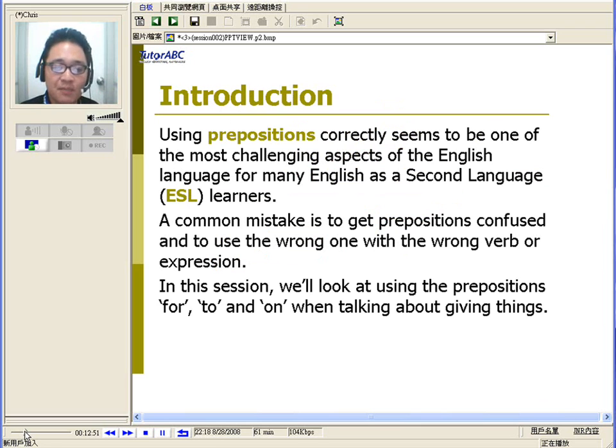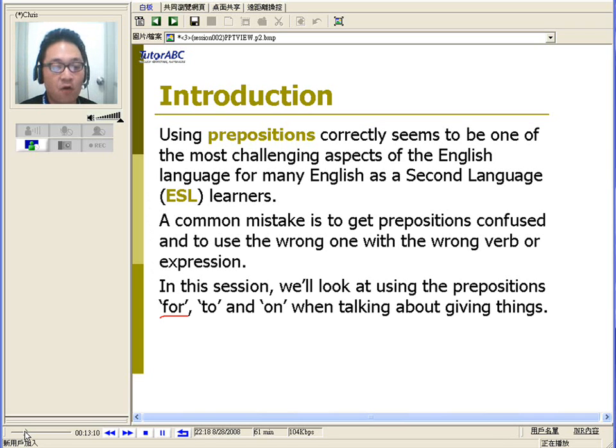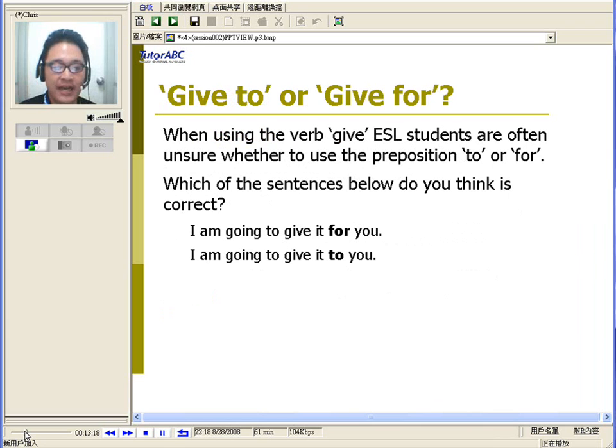You see, using prepositions correctly seems to be one of the most challenging aspects of the English language for many English as a second language learners. The most common mistake, as I said, is prepositions. Today we will be explaining the correct way of using for, to, and on. And if we have time, I'll explain a little more. All right, let's check it out here.